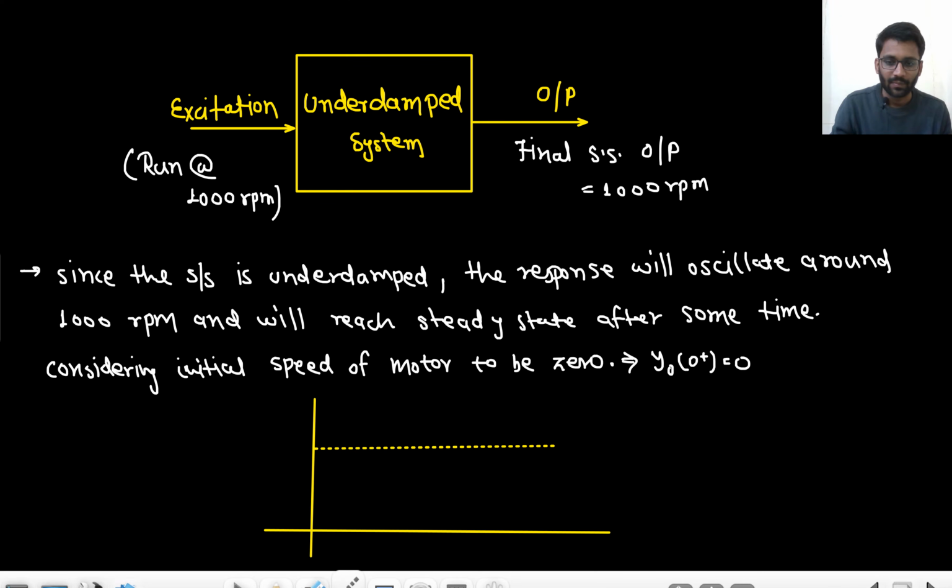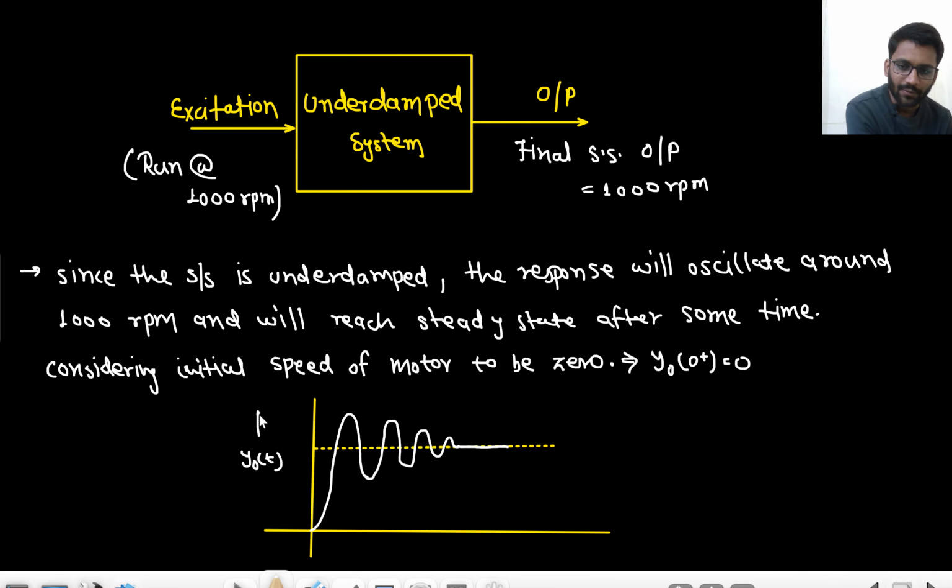Okay. So it will go like this. It will have the oscillations around it, right? And then it will be stable. Okay, this is the y(t) graph versus t. This is 1000 rpm.